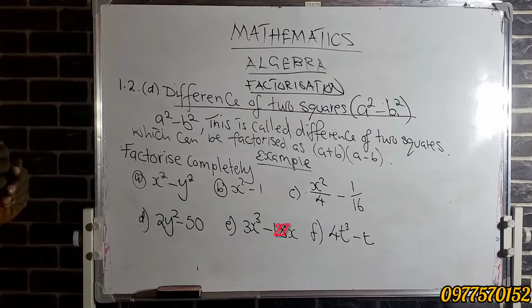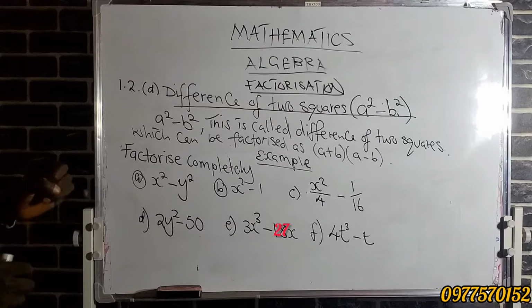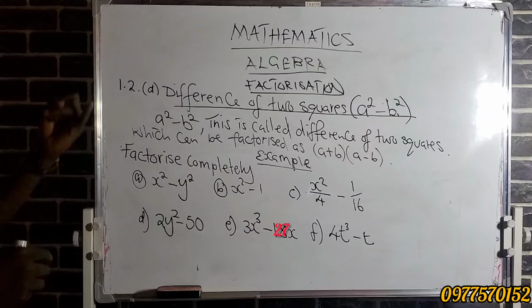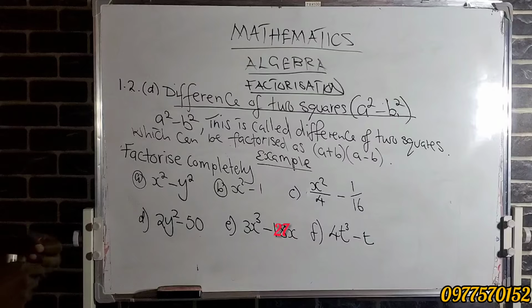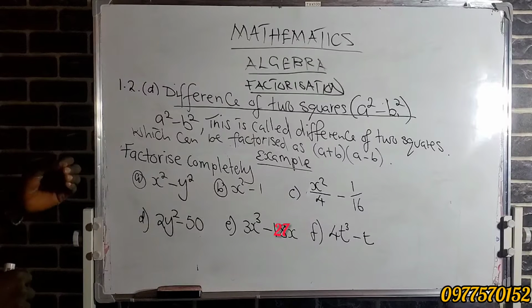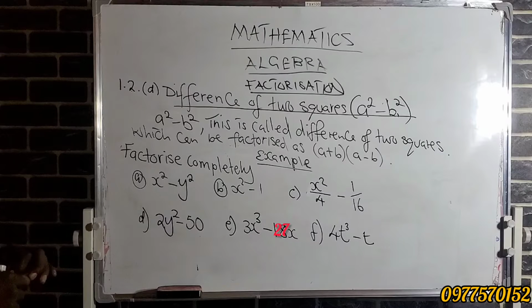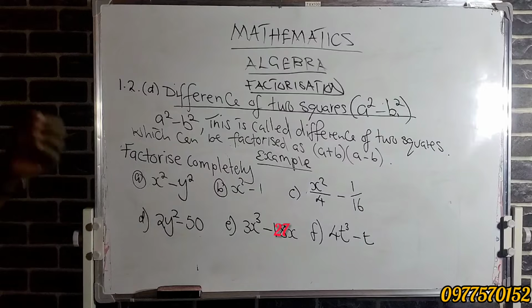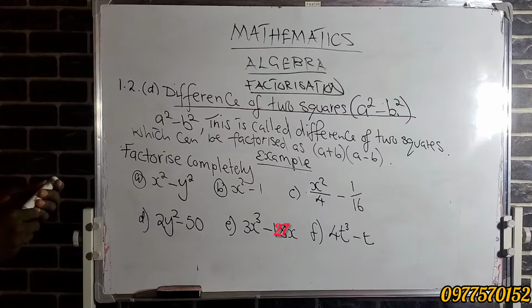In the first type of factorization, we looked at factorizing by common factor. Then we looked at grouping terms. Then number 3, we looked at how to factorize quadratic expressions. Then this is very special, because in the exam, they commonly bring difference of two squares. So what is the difference of two squares?